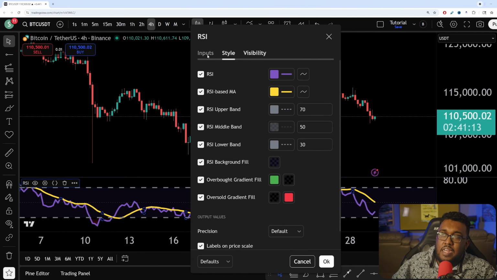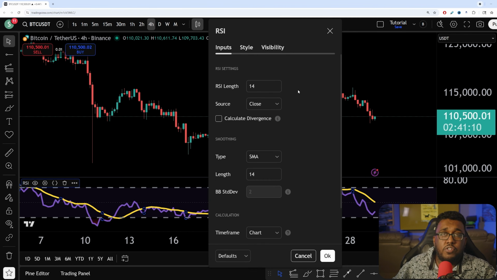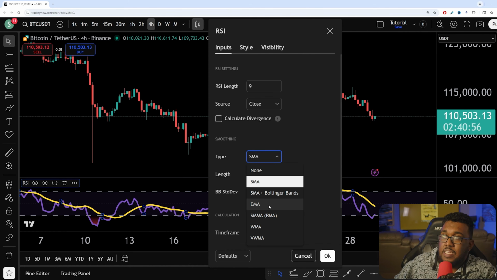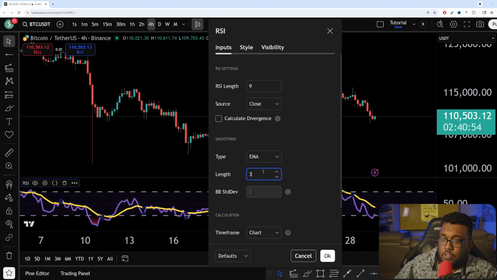Next up, guys, go over to inputs, and we're going to start off with the day trading settings first. For RSI length, go from 14 to 9. The source will remain close. Divergence, make sure this is not checked off. From type SMA, go over here to EMA and make the length 3.